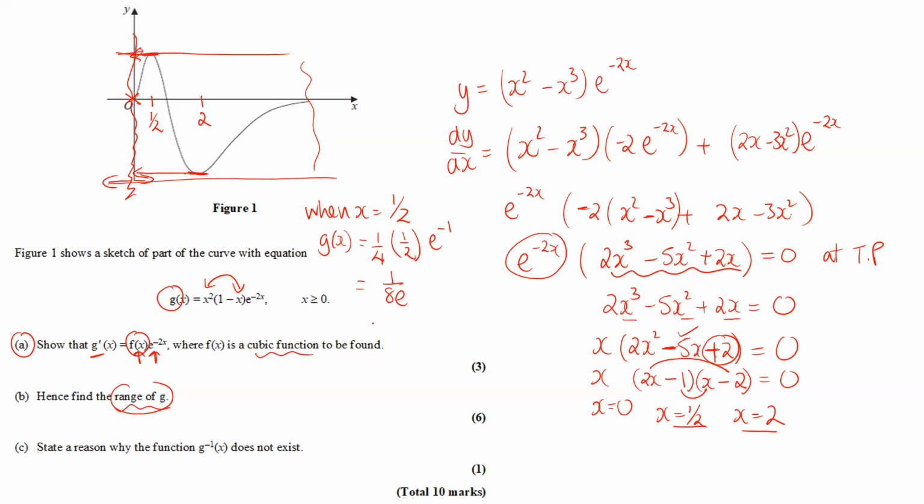So when x is equal to 2, you're going to get 2 squared, which is 4. 1 minus 2, which will be minus 1. And then e to the minus 4.